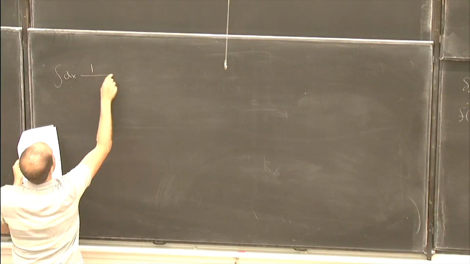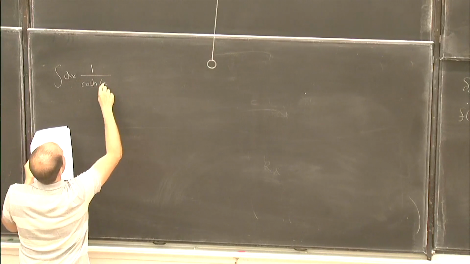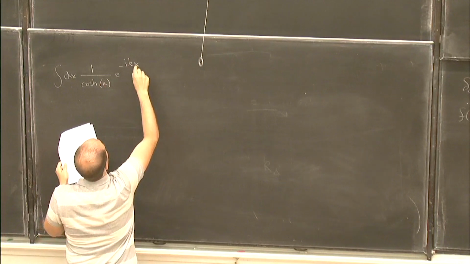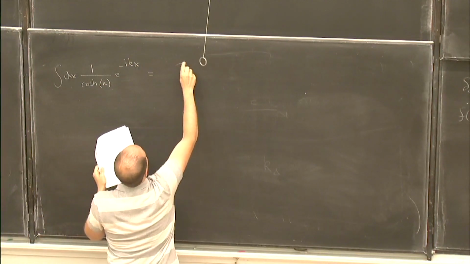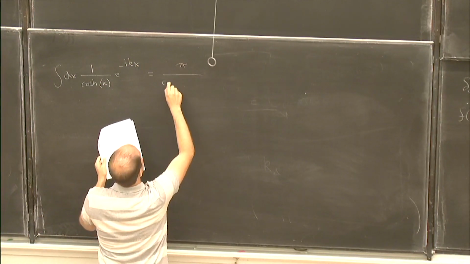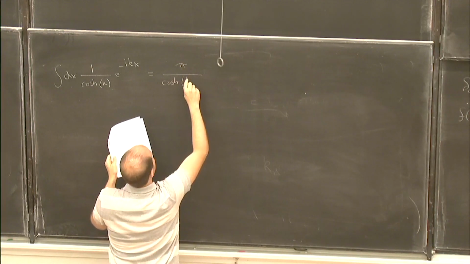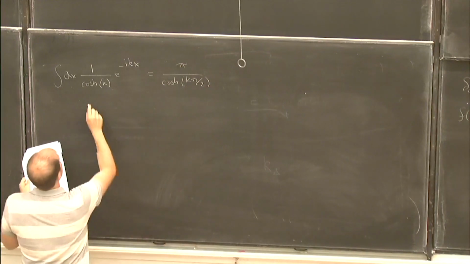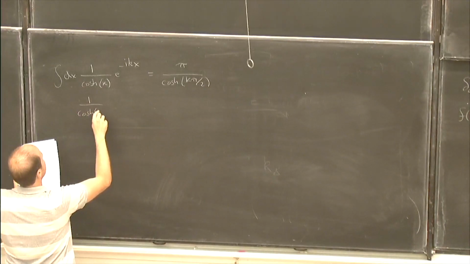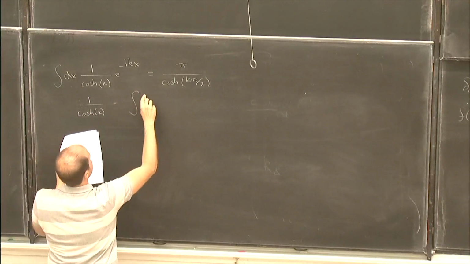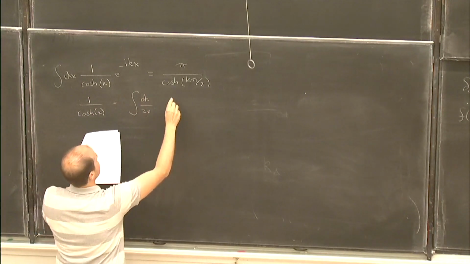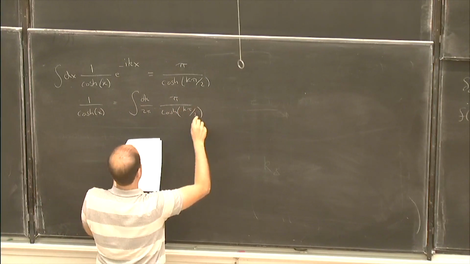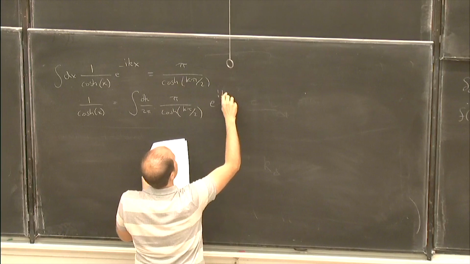just the Fourier transform of 1 over cosh. So the Fourier transform of this turns out to be equal to 1 over cosh again. So that's not actually that important, although it's kind of a neat fact. Not important for us. And so we get an expression that says that 1 over cosh x is equal to an integral dk over 2 pi, pi over cosh k pi over 2, e to the I kx.